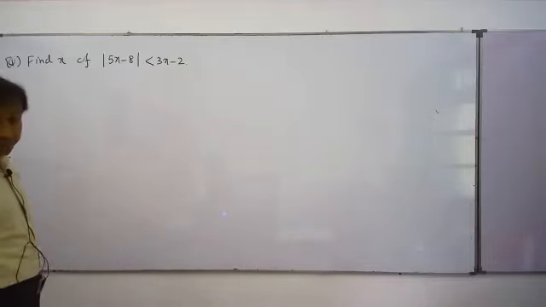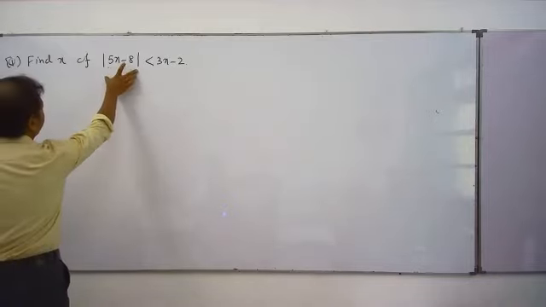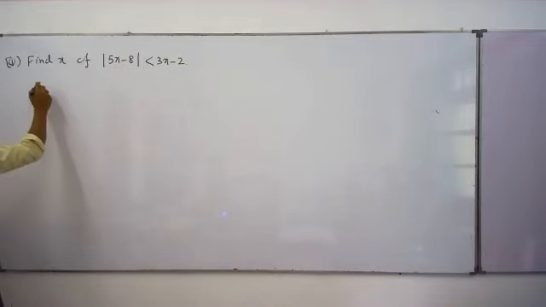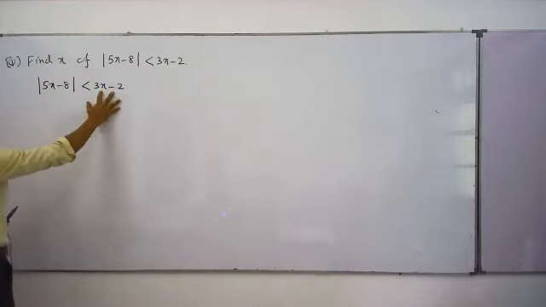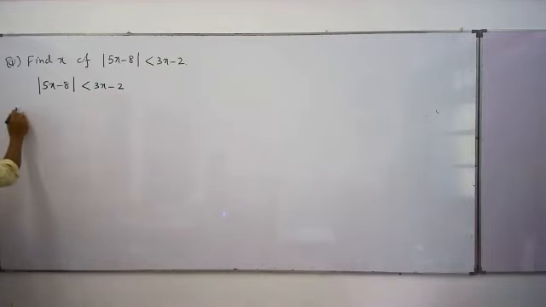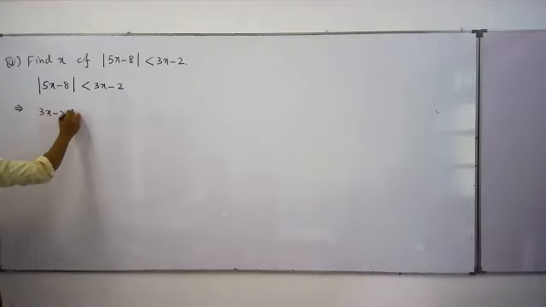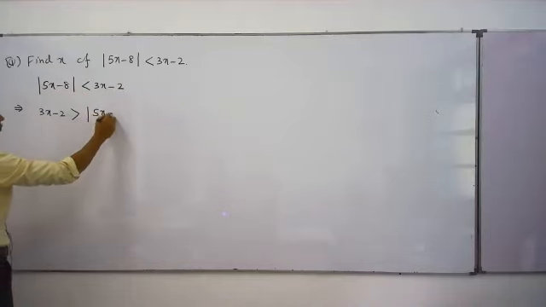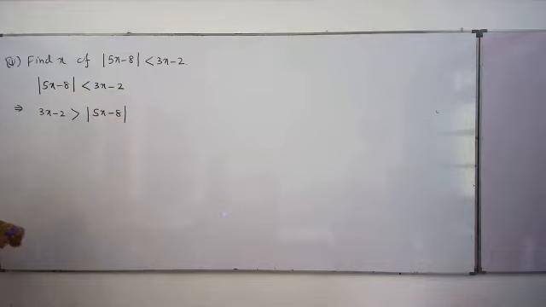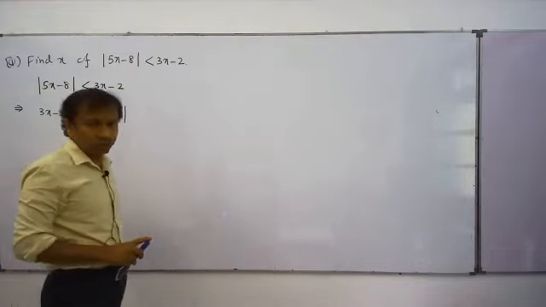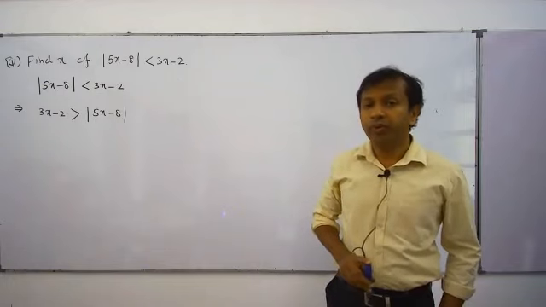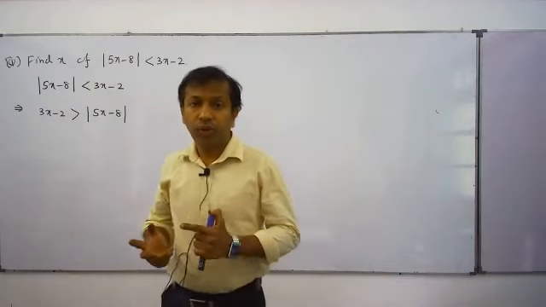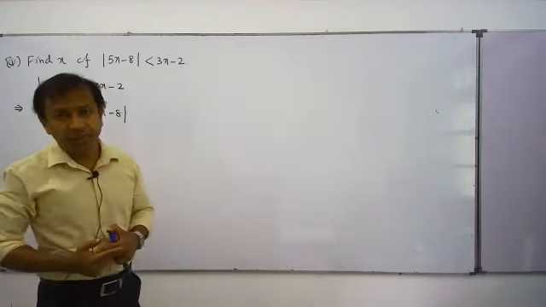When you consider the given inequality, modulus of 5x minus 8 is less than 3x minus 2, the same thing I can write as 3x minus 2 greater than modulus of 5x minus 8. People, what is the sign of this 3x minus 2? You can argue as before, it can take a positive value or a negative value or 0, depending on the value of x.